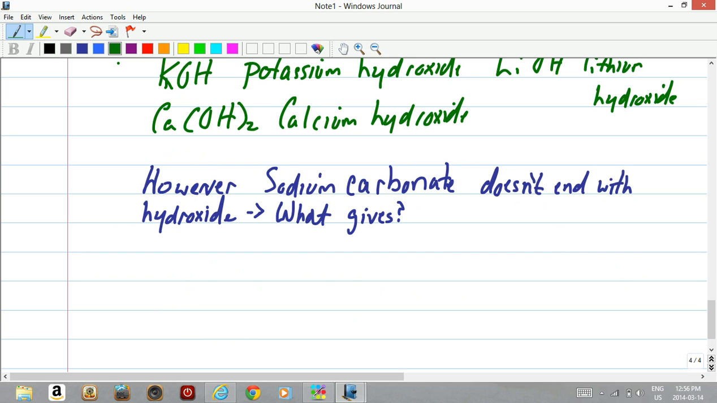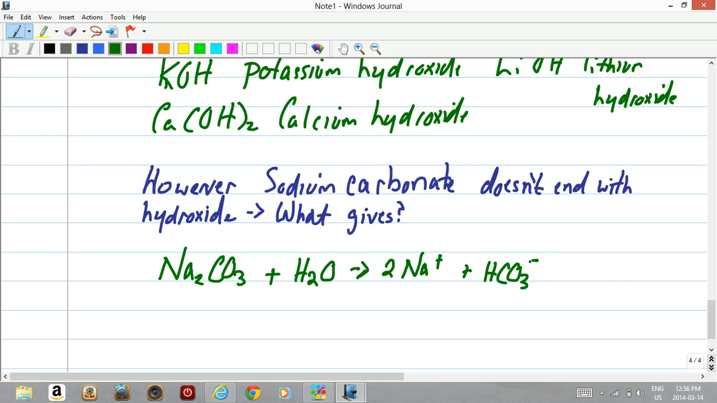Okay, so here's a question. Sodium carbonate doesn't end with hydroxide. It's a base, so what gives? Some chemicals become bases in water. For example, sodium carbonate in water will release hydroxide ions. And here is the equation for that. So sodium carbonate in water will become the following: sodium ions, bicarbonate ions, and hydroxide ions.